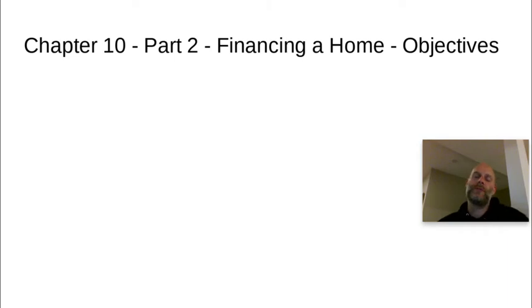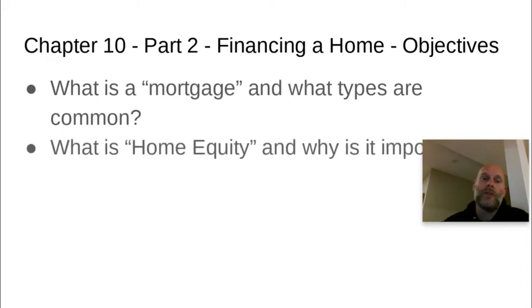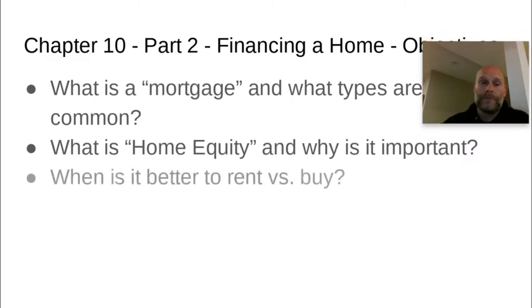So, we're in chapter 10. We're going to move on to the second part of the chapter, and we're going to talk all about financing a home. All right, so what are the objectives of this part of the chapter? First of all, by the end of this part of this chapter, you're going to be able to define what a mortgage is and what types are common. Second of all, you'll be able to define home equity and also explain why it is extremely important. And finally, when is it better to rent versus buying?